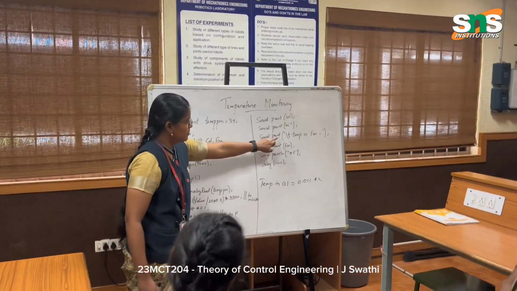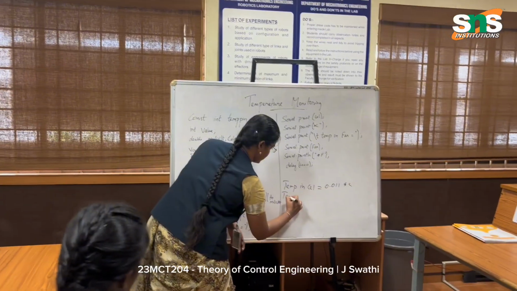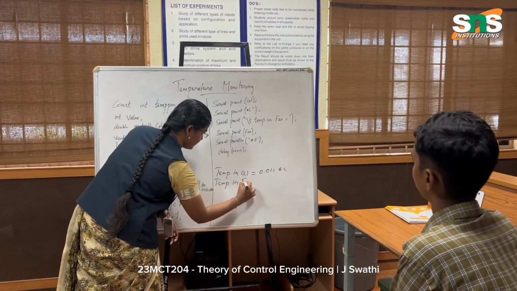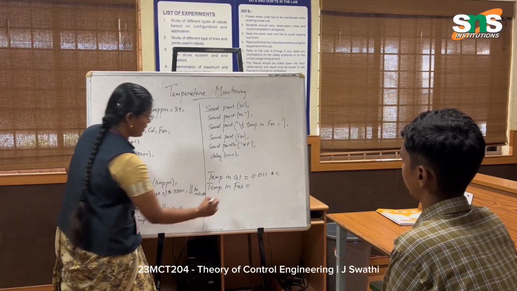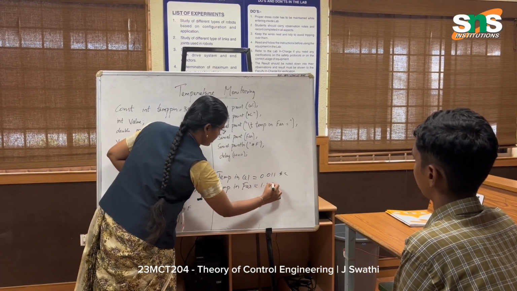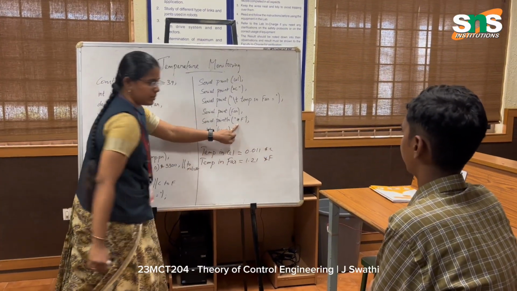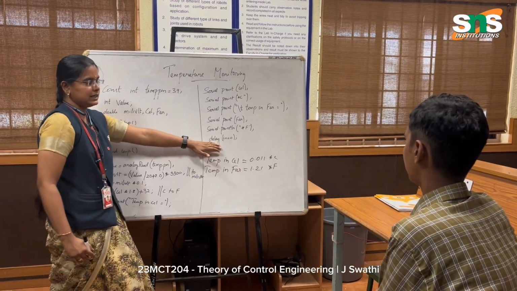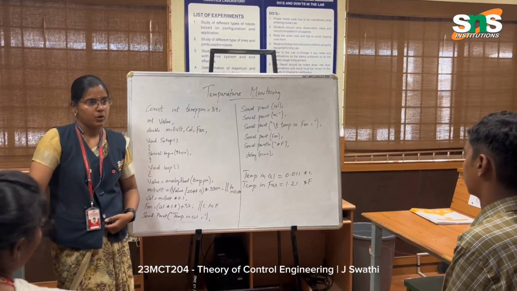Next, serial print. Next line, I'm going to print temperature in Fahrenheit. So temperature in Fahrenheit equals, I'm going to call this function. So the value will be displayed, for example, 1.21 F. That is your representation. So finally, delay 2000. That is, every 2 seconds your temperature will be monitored.